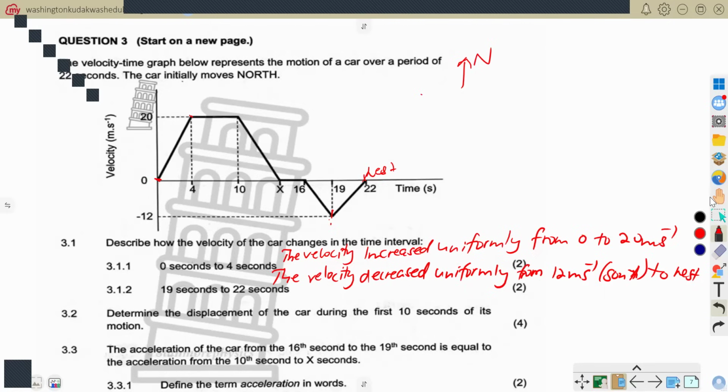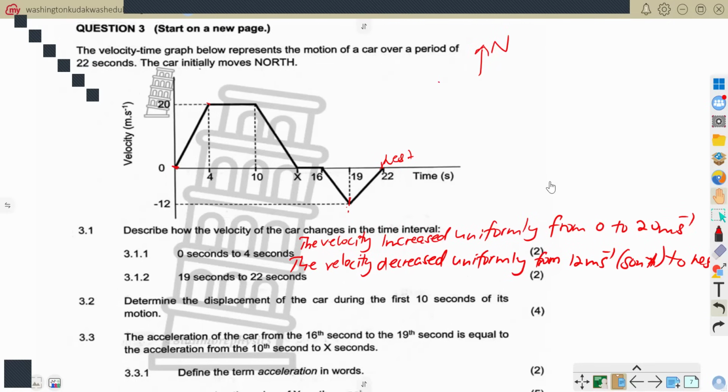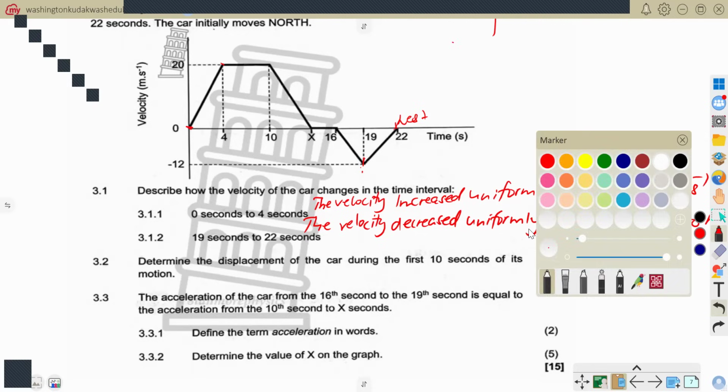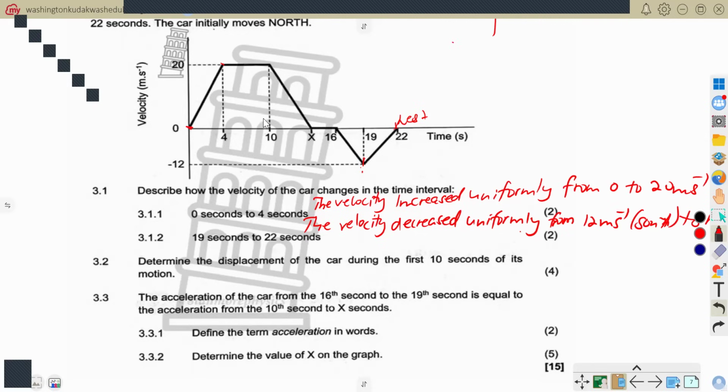Now let's look at the following question. They are saying, determine the displacement of the car during the first 10 seconds of its motion. The first 10 seconds is this. We need to understand what the velocity time graph tells us about displacement.